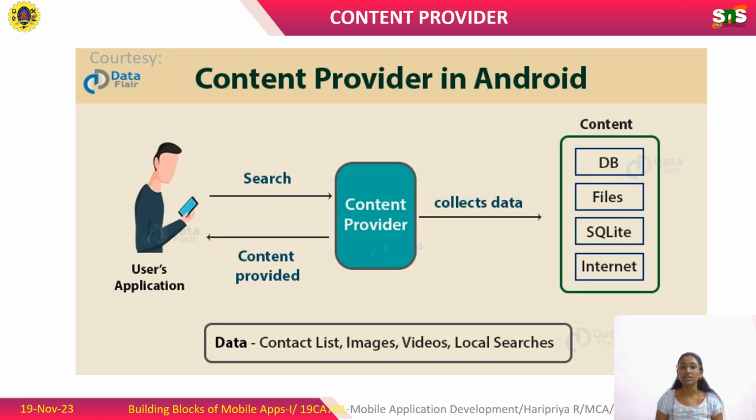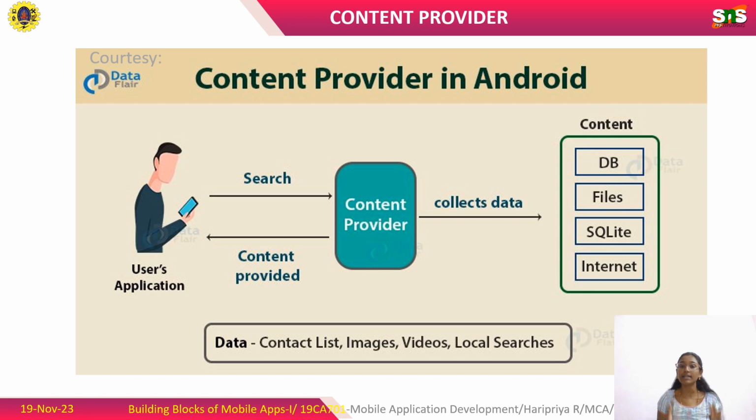This is a sample flow of how data will be provided to the Android mobile. For example, if I am searching for some information on Google, the user searches, or I give some information to the mobile phone. The content provider will gather all the data, for example contact list, images, videos, and local searches. I will be getting all the information.